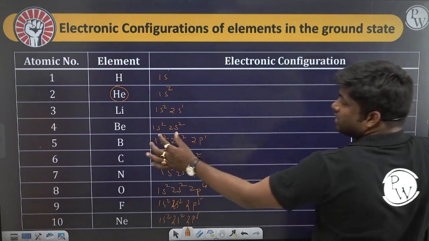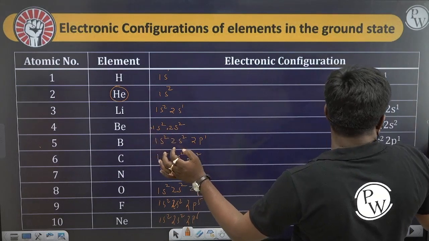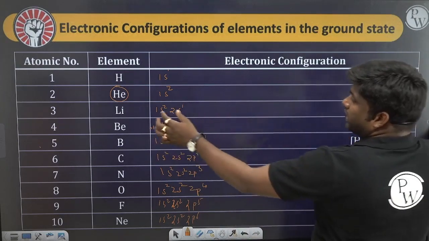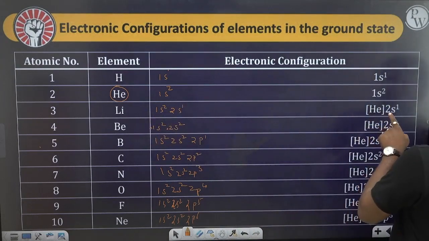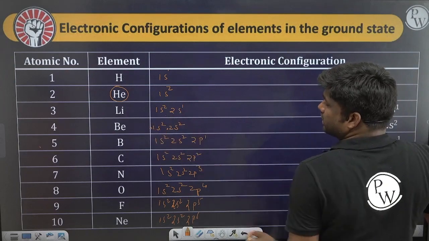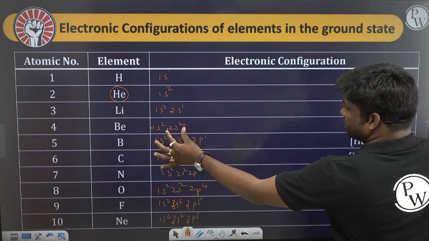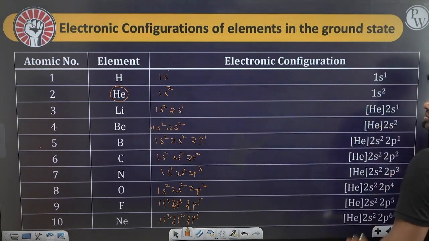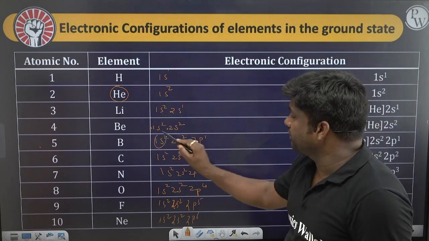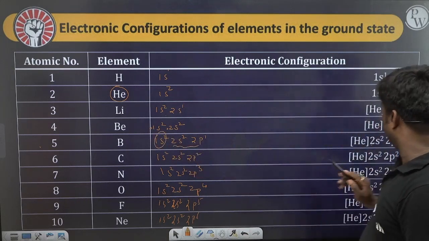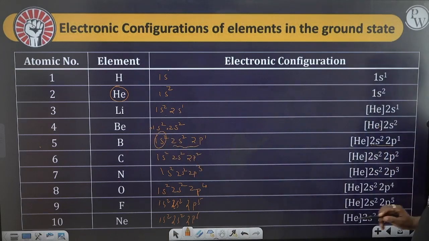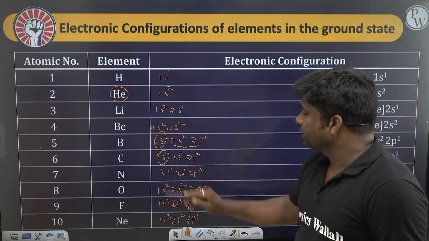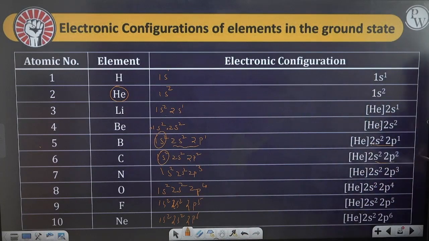So we can write helium 2s2, 2p1. This is because 1s2 is helium. 1s2 is helium, and next what is there? 2s1 is there. Next, 1s2 is helium, then 2s2. Here, 1s2 is helium. Next, what is there? 2s2, 2p1. Helium, 2s2, 2p1. Next, 2s2, 2p2. Like that, you can write up to helium, 2s2, 2p6 here.